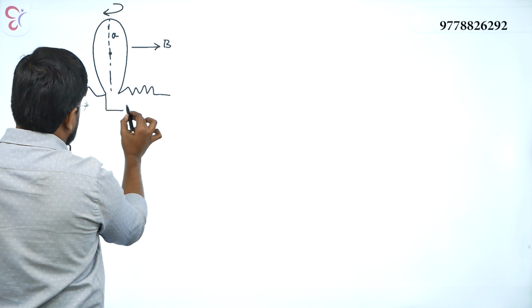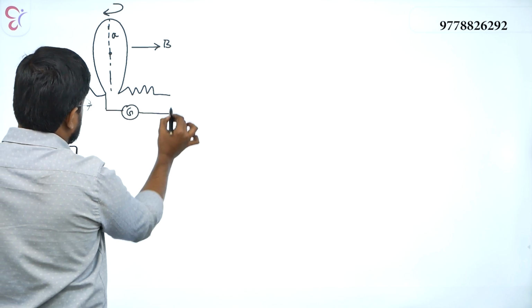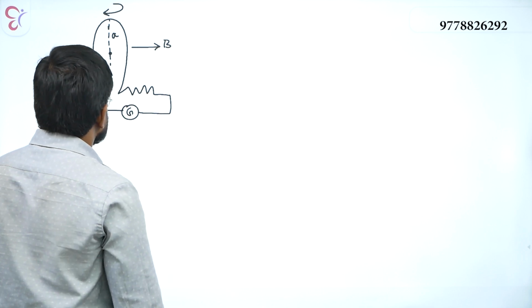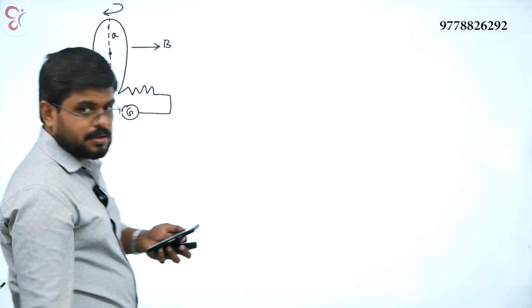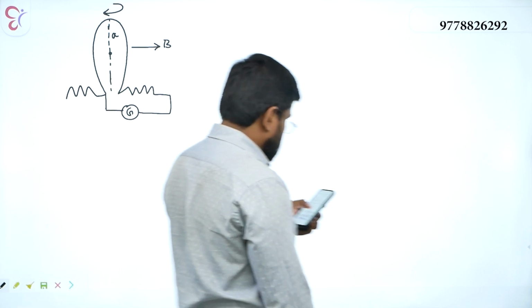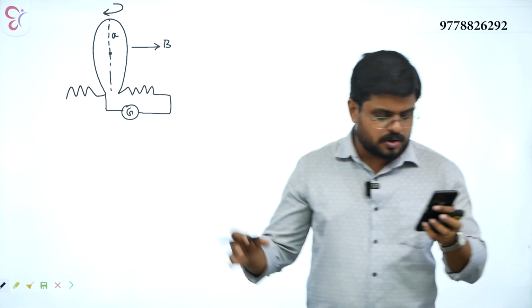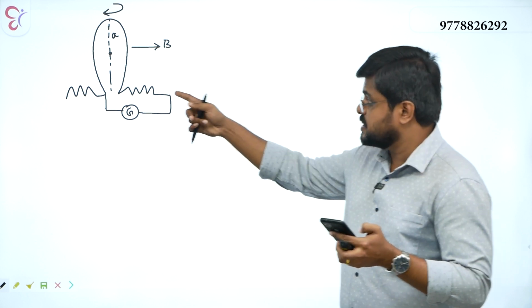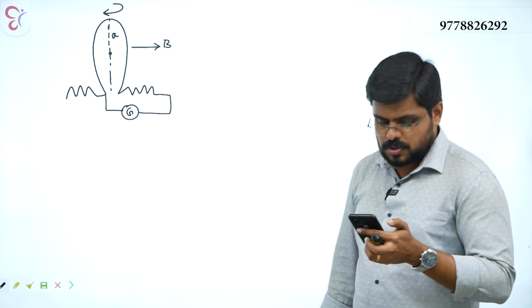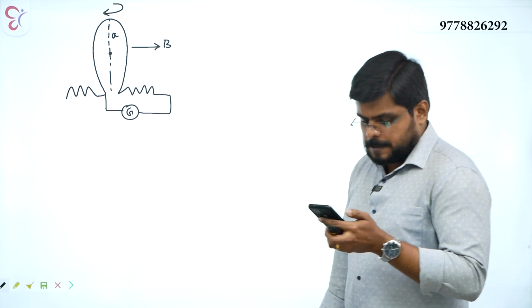Like this, and a galvanometer like this. It seems to be a rheostat, right? So this is the figure, and we have to find out the value of the charge which is flowing through this galvanometer. Let us find out.